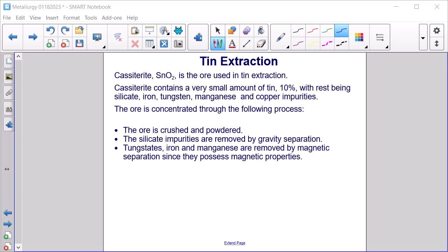Tin extraction. Cassiterite, SnO2, is the ore used in tin extraction. Cassiterite contains a very small amount of tin, 10%, with the rest being silicate, iron, tungsten, manganese, and copper impurities. The ore is concentrated through the following process. The ore is crushed and powdered. The silicate impurities are removed by gravity separation. Tungstates, iron, and manganese are removed by magnetic separation since they produce magnetic properties.